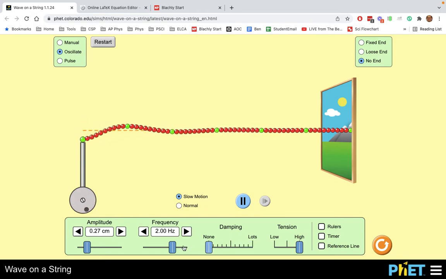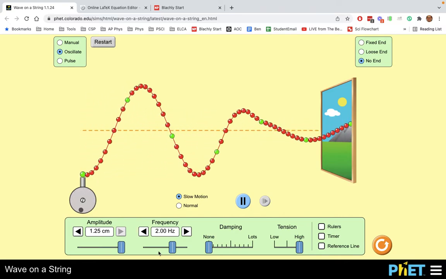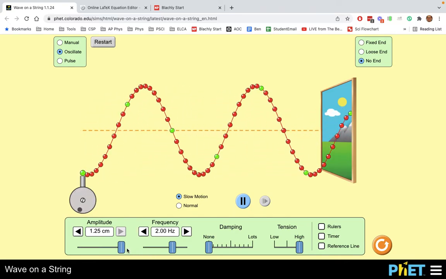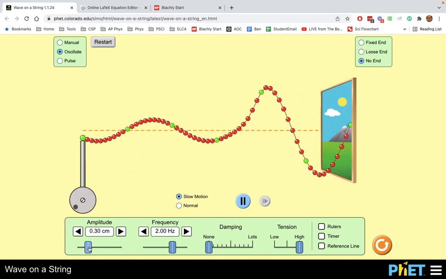So the amplitude is how far this thing moves from equilibrium. If you imagine any spot on here, so this green dot, how far does it move from that center line? That's the amplitude. Okay, and if I crank up the amplitude, we can make it move really far. So that's a large amplitude, and that's a small amplitude.